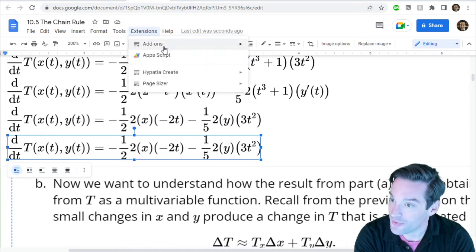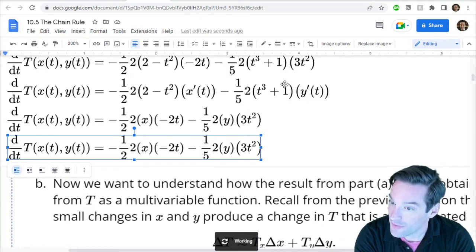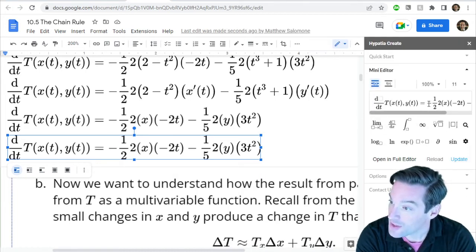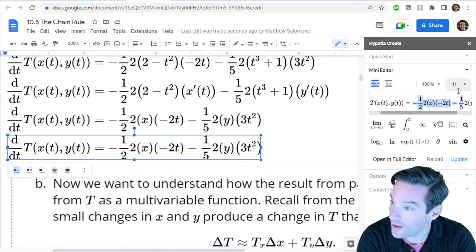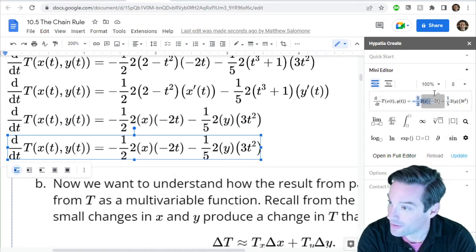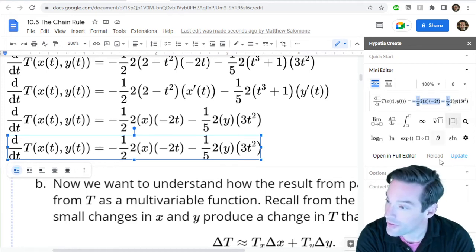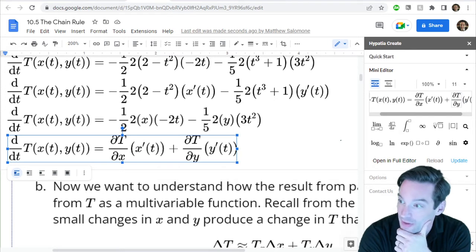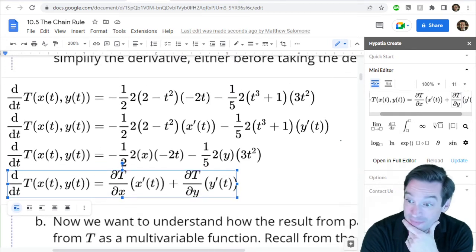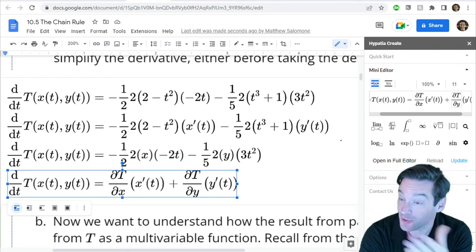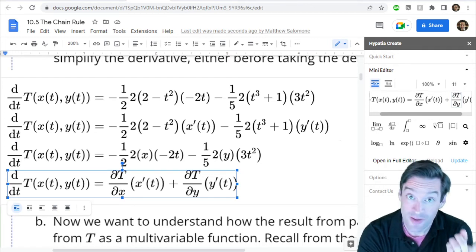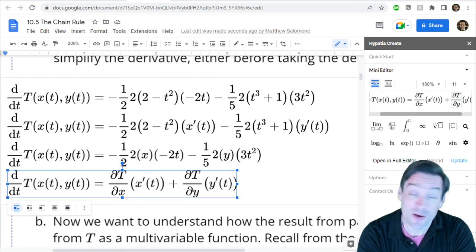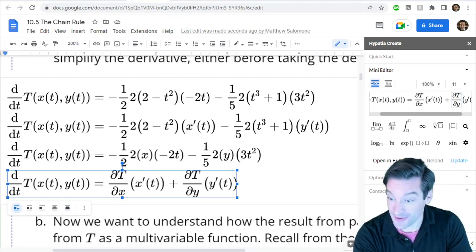Sorry, I gotta open this sidebar one more time here. Is that this derivative was really nothing more than a sum of products of other derivatives. Oh boy, I'm screwing everything up here. So when we reinterpret, as much as we can reinterpret here, what we end up getting is the partial derivative of T with respect to x times the derivative of x with respect to t, added to the partial derivative of T with respect to y, multiplied by the derivative of y with respect to t.